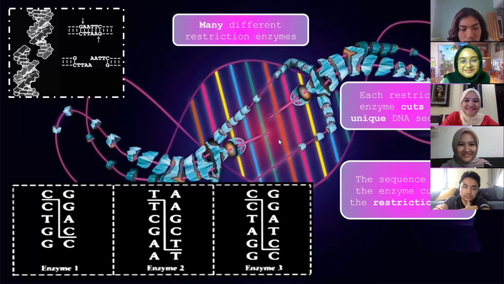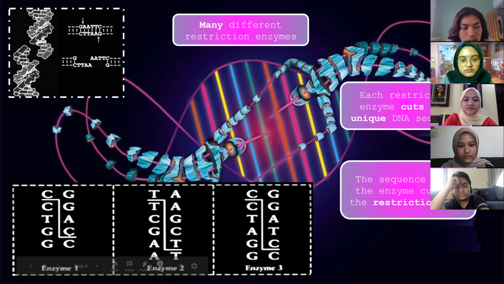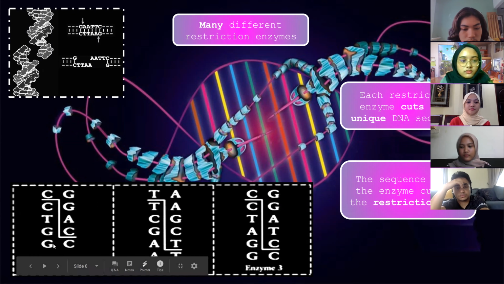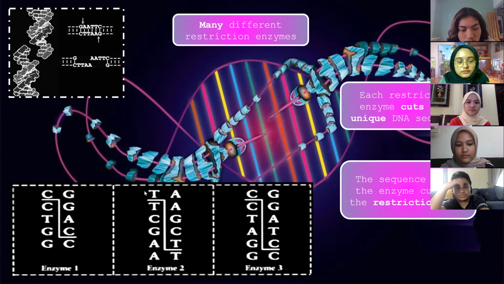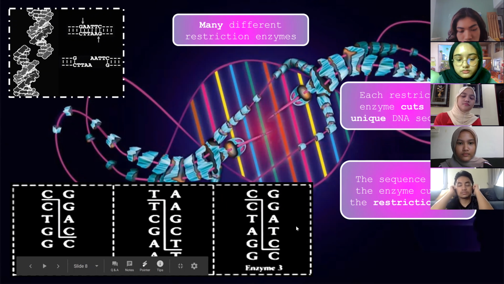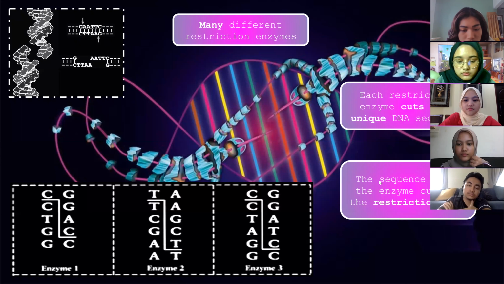Now let us explore restriction enzymes in a little bit more detail. There are many different restriction enzymes, thousands of them. Each enzyme is specific for a particular DNA sequence. So this restriction enzyme will only cut DNA when it sees the sequence, for instance in this diagram, CCTGG. And this enzyme will only cut DNA when it sees the sequence TTCGAA. And this enzyme will only cut DNA when it sees the sequence CCTAGG, and so forth. The other thing to know about restriction enzymes is that many of them cut unevenly, and this is known as the restriction site.